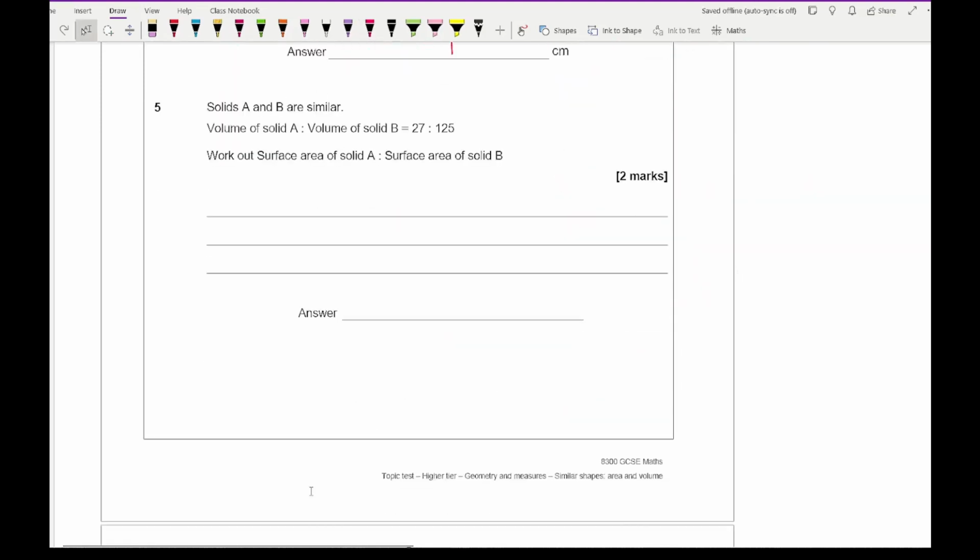Then moving on to question 5, it says solids A and B are similar. The volume of solid A to the volume of solid B is 27 over 125. Work out the ratio of the surface area of A to the surface area of B. So here, the volume scale factor is going to be 125 over 27, and that is what k cubed is. Now, one thing I noticed is that these are both cube numbers, so the length scale factor is going to be the cube root of 125 over 27. The cube root of 125 is 5, and the cube root of 27 is 3.